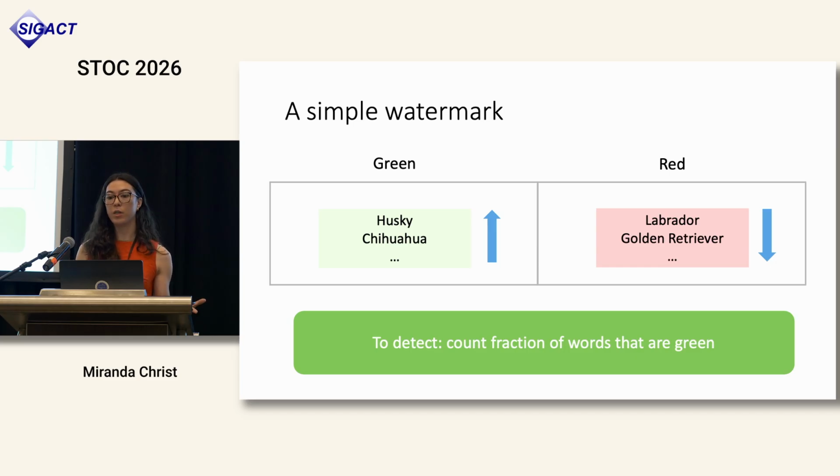And now detecting the watermark is also very simple. If you're given some text, what you do is you just count the fraction of words in that text that are green, and the higher this fraction is, the more confident you can be that the text was watermarked.